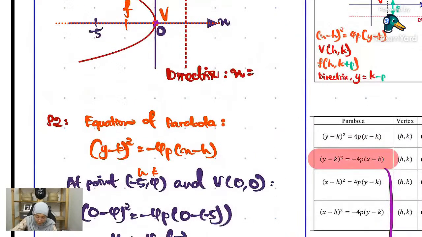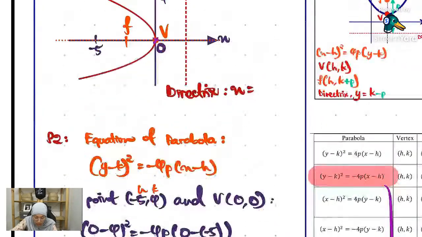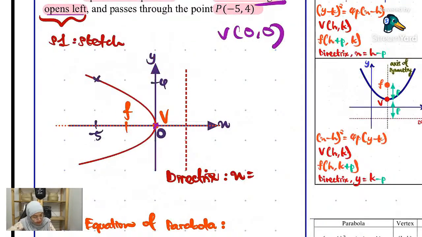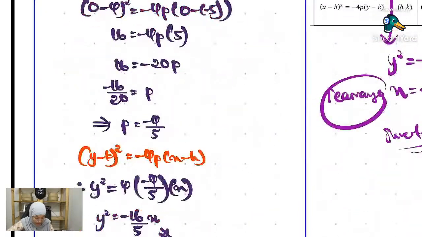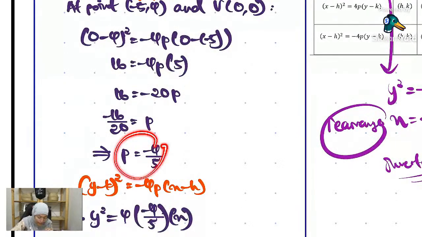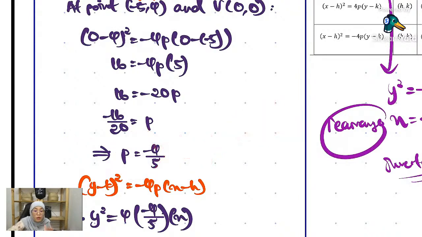When you got the P, but the P is not supposed to be a negative value, isn't it? So can you detect any problem here? Setahu saya, P value cannot be... P value is a length, so it cannot be a negative value. So can you detect where is my problem here?